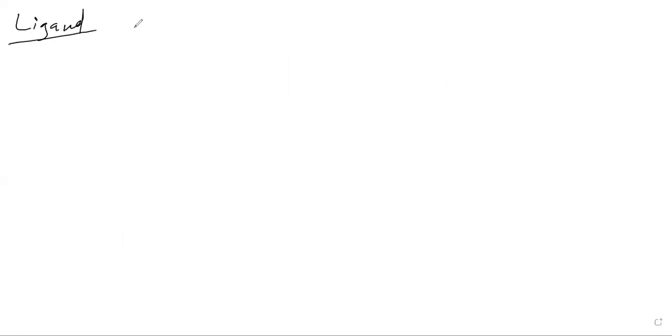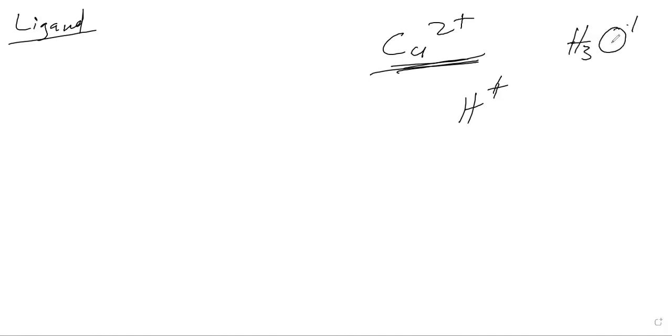All right, so an example. Remember, just like we don't have H+ in solution, there's no Cu2+ on its own. It's actually copper with the water. It's a complex ion. A complex ion is a transition metal ion with its ligand. So you don't have any free Cu2+.